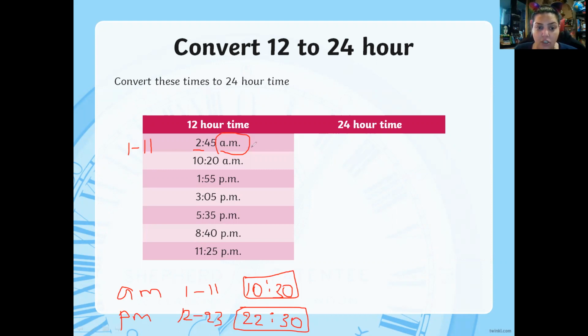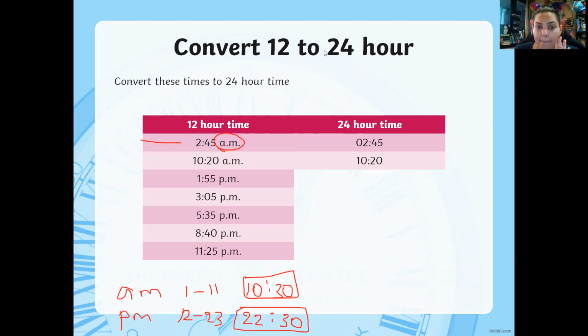So let's change these numbers here. You can grab your whiteboard if you want to try, or you can grab a piece of paper. 2:45 a.m., that means it's 2:45. It doesn't change. It's still the same thing, 2:45. 10:20 a.m. or 10:20 doesn't change also in the digital time. It stays how it is.